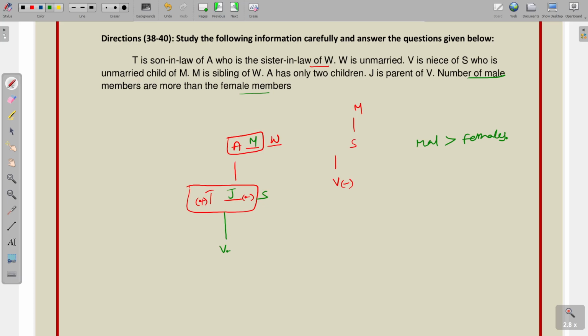So here one more point is missing, V is niece of S, who is unmarried child of M, and here A is the sister-in-law of W. So A is female candidate, M is the male candidate.